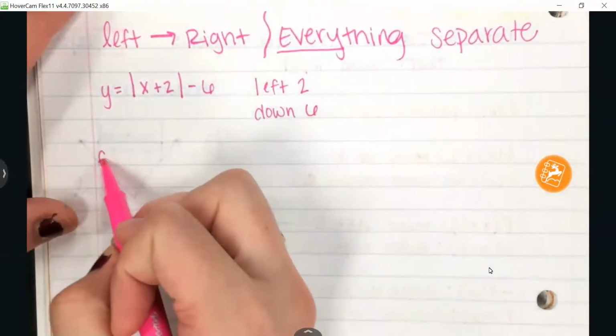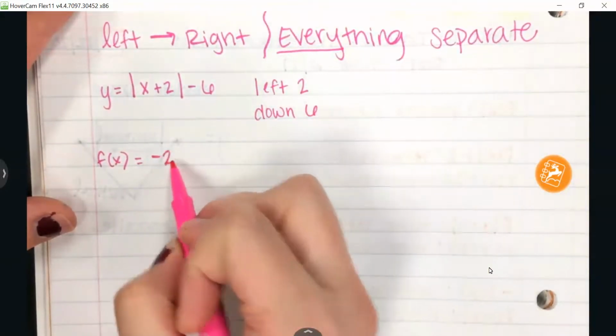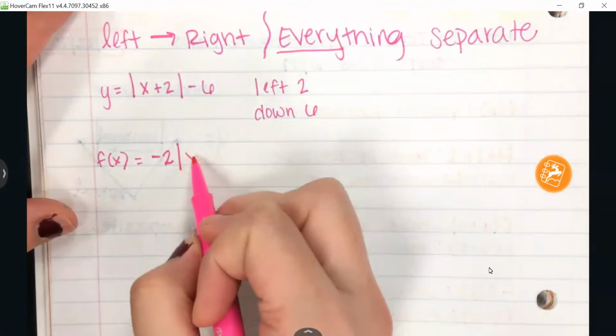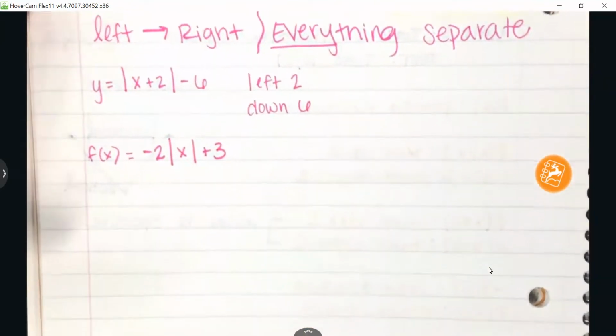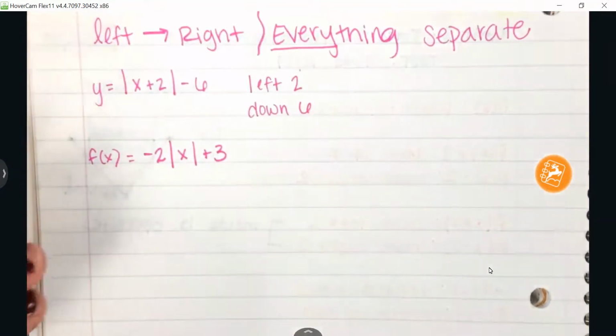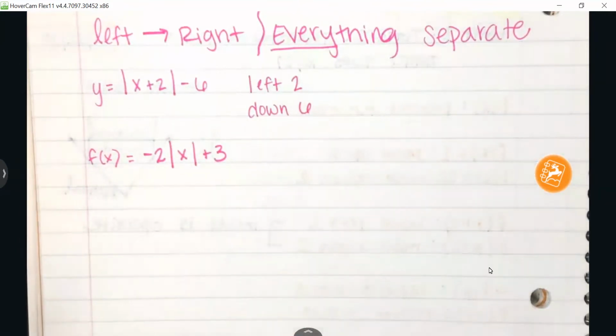I'm gonna have f of x equals -2 absolute value of x plus 3. Here's where I said I'm gonna try and trick you. Look at this problem. Don't write anything yet. Look at it and see how many transformations there are. There are 1, 2, 3, 4, 5. How many transformations are there?